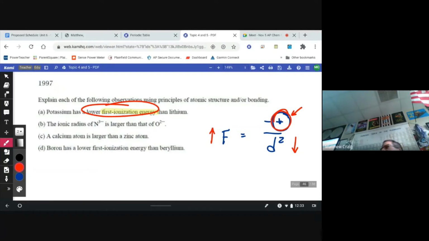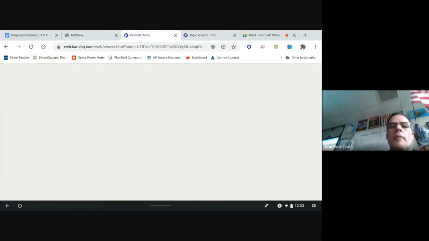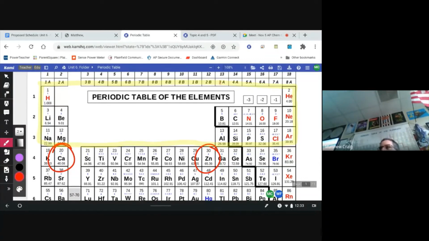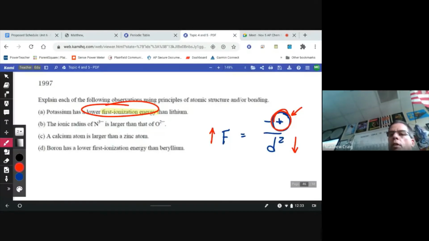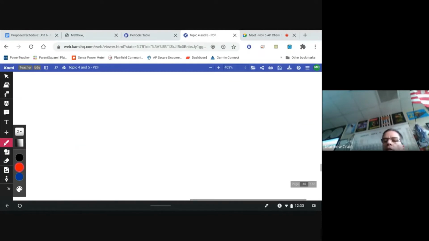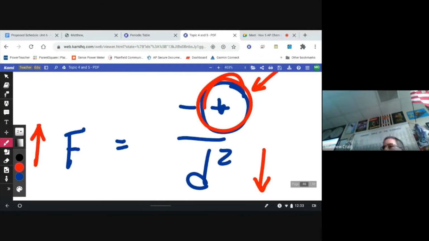So zinc has more protons. Zinc has more protons than calcium. Yes, that's huge. It has a more positive nuclear charge. Or if you want to just look at the equation, the positive charge is greater than that of the calcium, while the core electrons are the same.